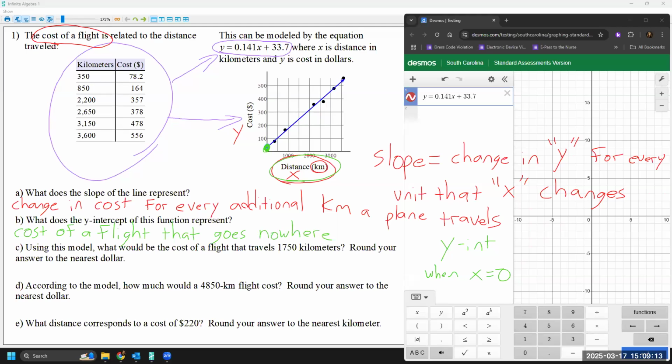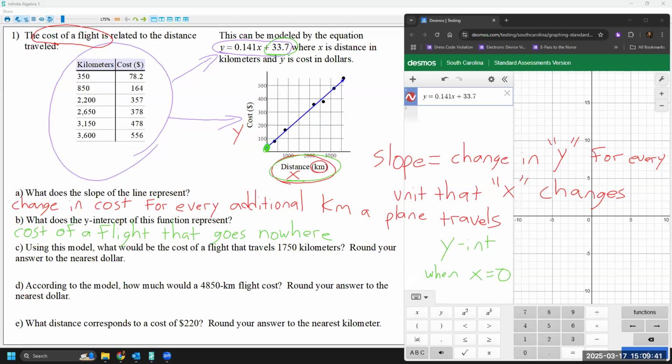A lot of times our y-intercept might not make any sense, like right here. It doesn't make any sense, but that's what it would represent. So a flight that went absolutely nowhere would cost $33.70. All right. Now, that's how we do A and B. Now notice I didn't use the graph for A and B. I just used what x was and what y was. All right, so A and B are always going to be the same.